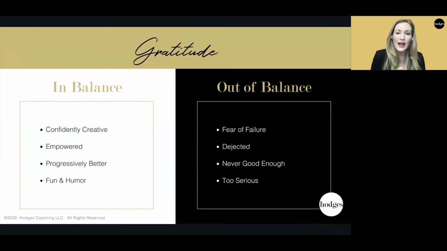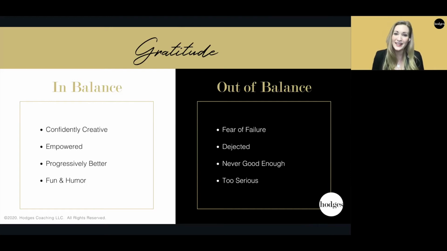So, with gratitude, when it's out of balance, there tends to be a fear of failure, because there's so much emphasis on what's going wrong and not enough emphasis on what's going right. So that leaves people feeling really dejected, like they're never good enough. They can do 99.9% of things right, and the leader will see the 0.1% that is bad, right? And then focus on that for the next 40 minutes of the review. So they just never feel good enough, and then everything is just too serious. It's not any fun. There's not any room for creativity, not any room for error.